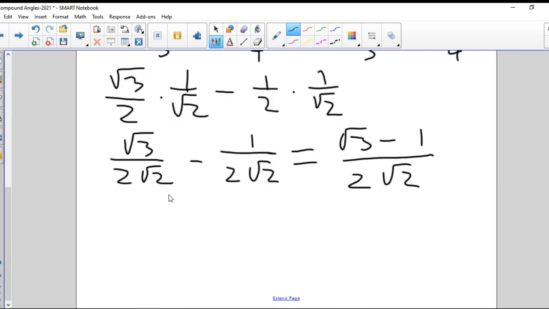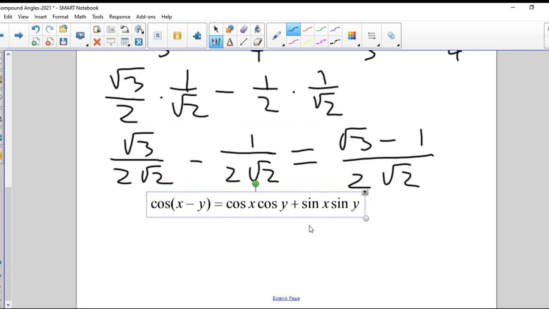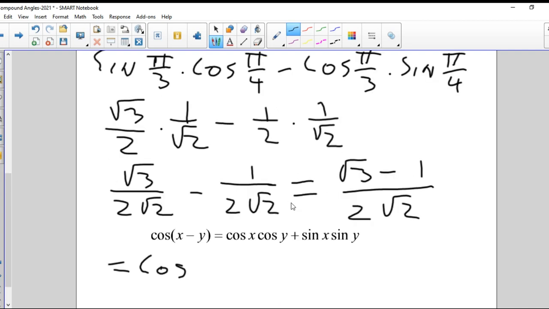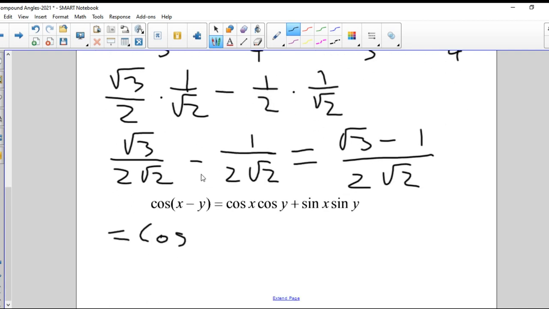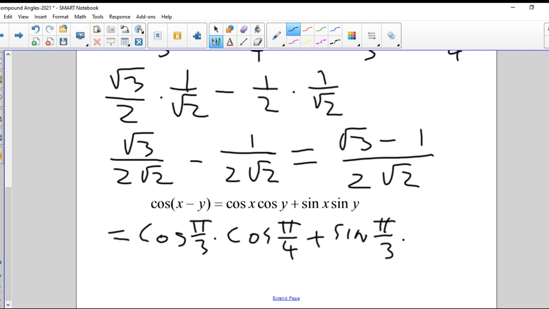Let's extend the page. Somewhere down here would be good. Now we're going to go with cosine, right? Same thing, same x and same y. So that would mean that should be equal to the cosine of the x, remember, the x was pi over 3. So the cosine of pi over 3 times the cosine of pi over 4 plus the sine of pi over 3 times the sine of pi over 4.